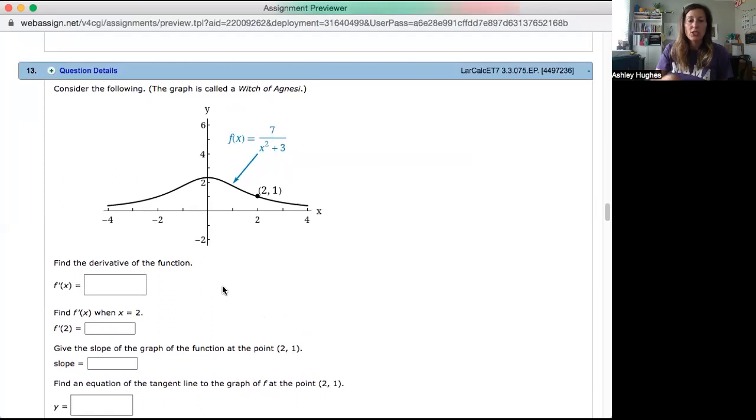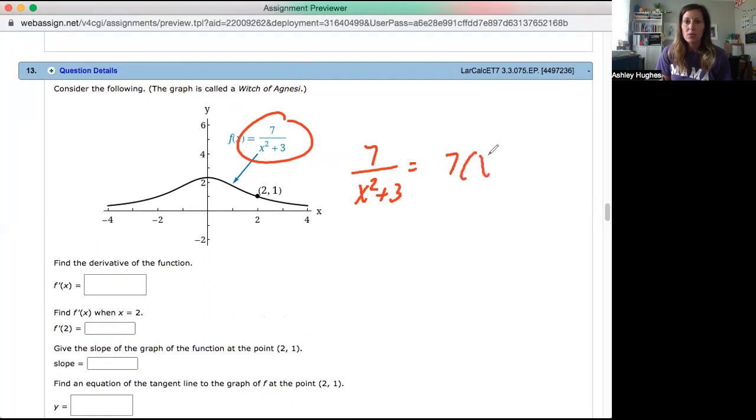Find the derivative of this function. Okay, now when you look at this function, if you notice, there is no x on top. It's 7 over x squared plus 3. Since there's not an x on top, I don't have to do the quotient rule. You can just bring up the entire denominator and make it to the -1 power. You could do the quotient rule, but I think that that is a little bit messier.